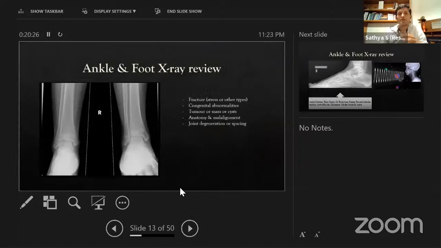So ankle and foot, as an X-ray review, on this X-ray we are able to see this is a young person. Here we are trying to look at the growth plate, how the person's growth plate is forming. Is there any growth plate fracture present, any Salter-Harris presentation? You have to rule out any other congenital problems. As I mentioned before, any anatomy and malalignment problems, any joint degeneration and spacing at an early age, especially for kids. This is an AP view and a kind of modest oblique view as well.